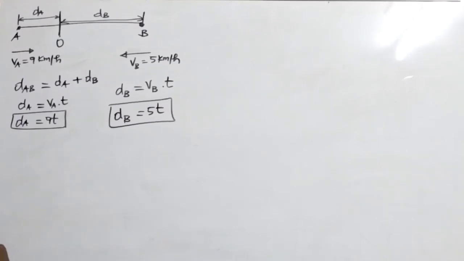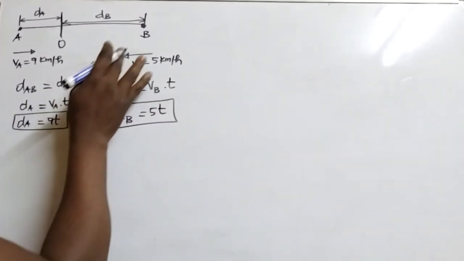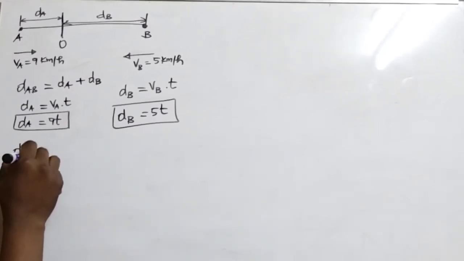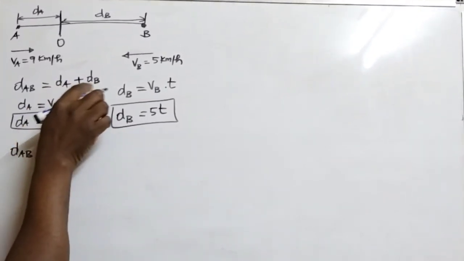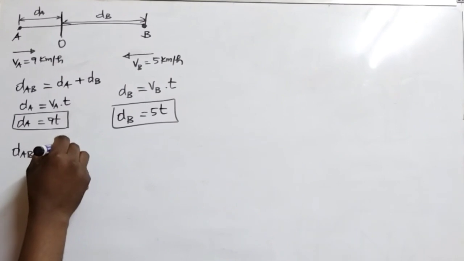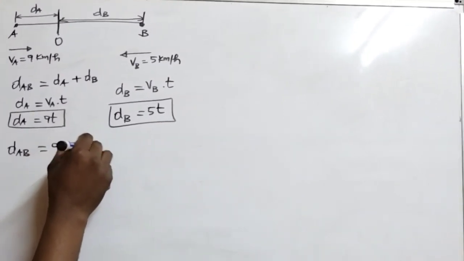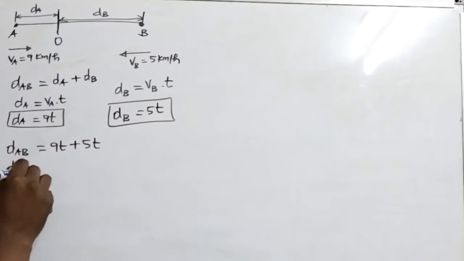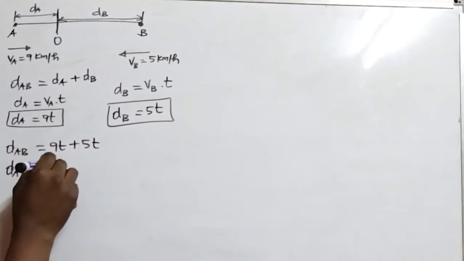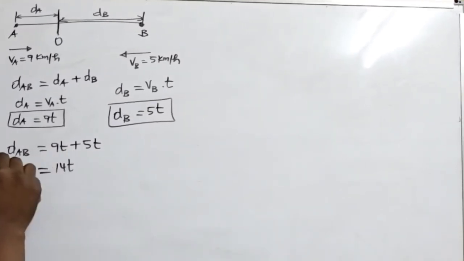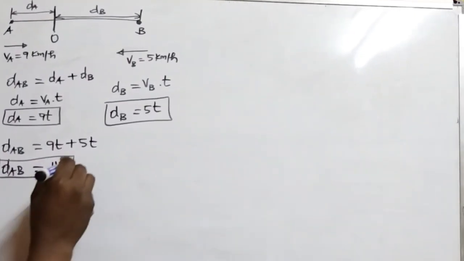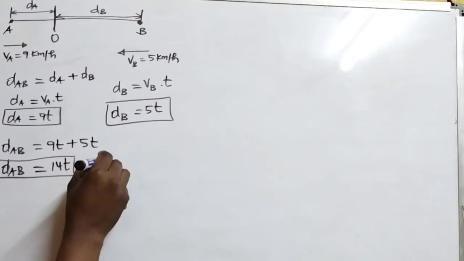Now the distance that separated the two, A and B, the distance AB will be given as dA plus dB, which is 9T plus 5T. The distance dAB will be equal to 14T. Ladies and gentlemen, I have the first equation that I'm going to call equation 1.